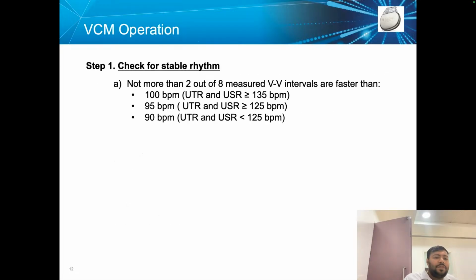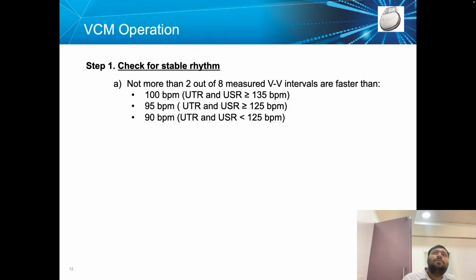So, as I said, the first step is to check the stable rhythm. Here you can see how the device is going to check the stable rhythm. It should not be more than 2 beats, it should not go out of these ranges. If all these criteria are satisfied, the device will tell the patient has a stable rhythm and it is a good time to check the capture management algorithm.